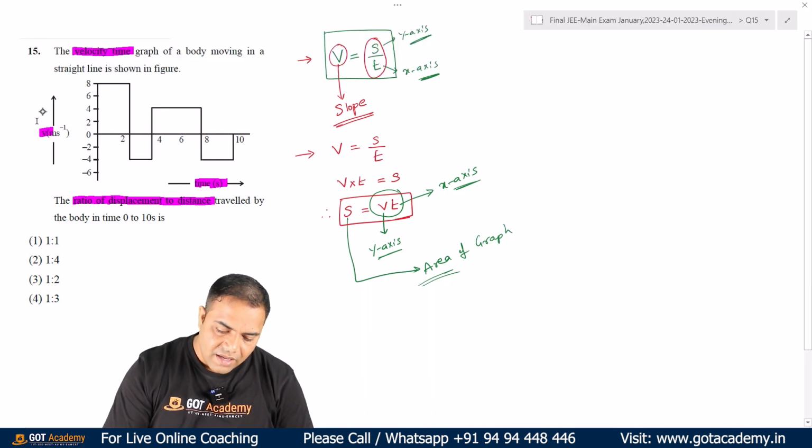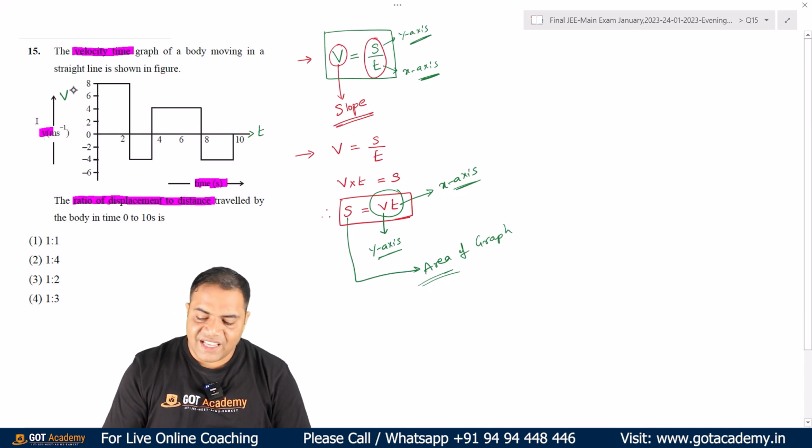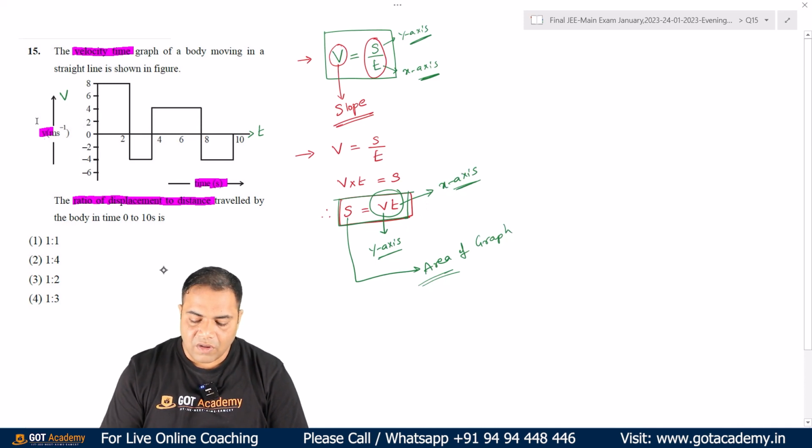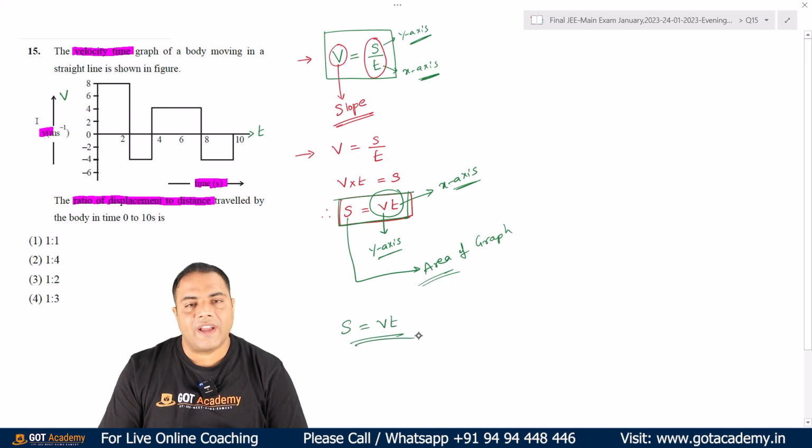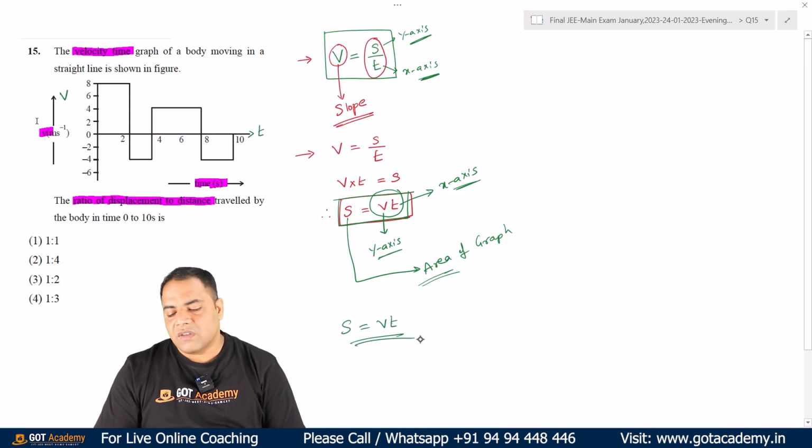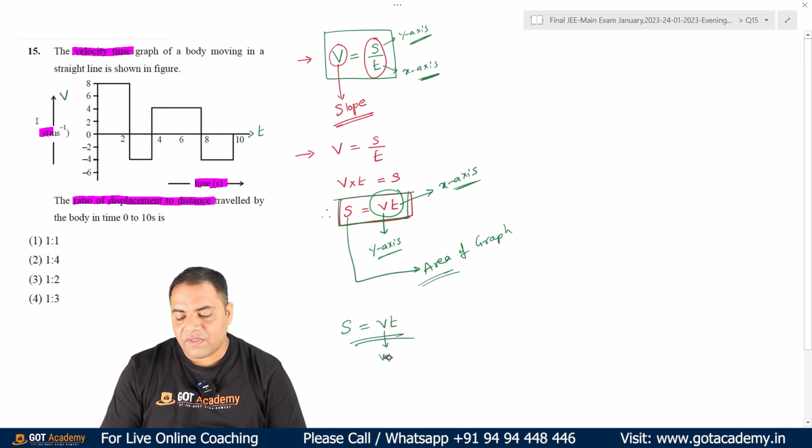Look, my dear children, here the y-axis is velocity v and the x-axis is time t. V and t are given, so this is matching. So I could say that S is equal to V into t to find out the displacement. So displacement, distance, here V stands for velocity, if S is a displacement.